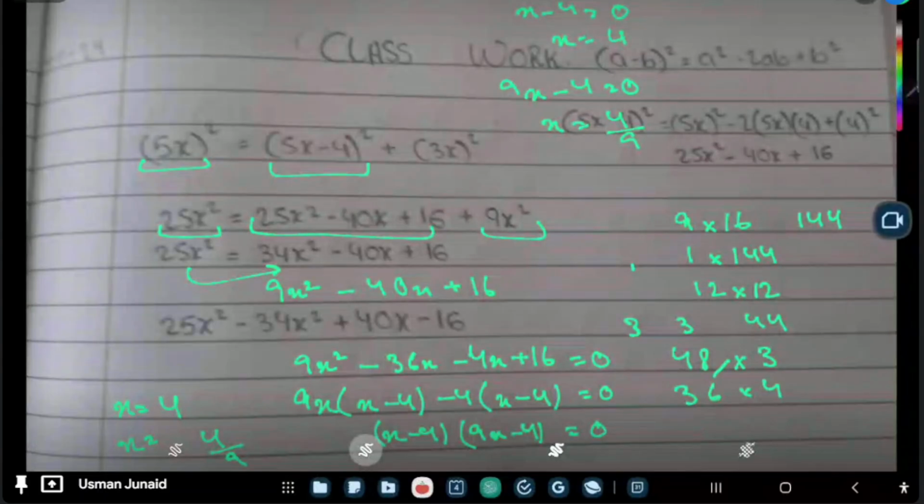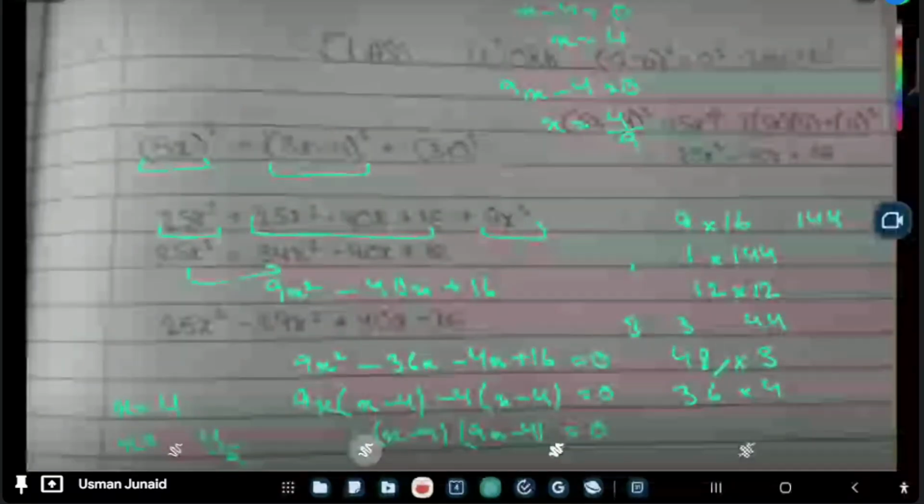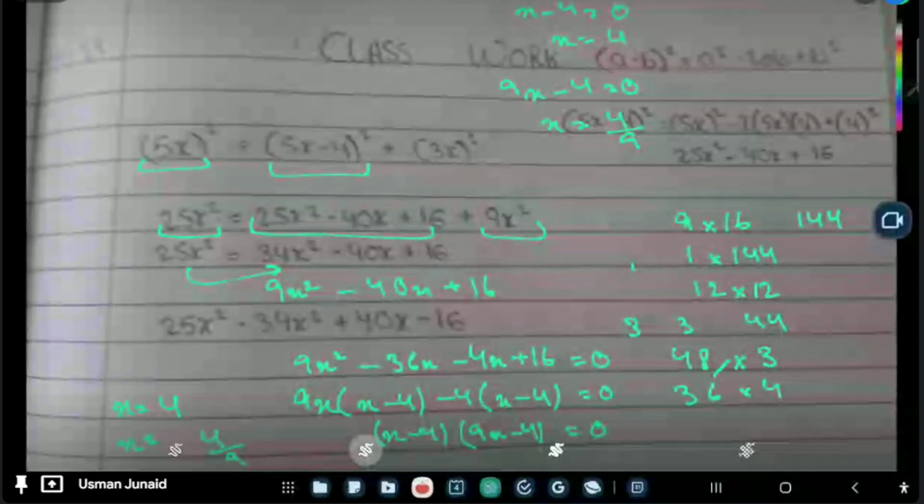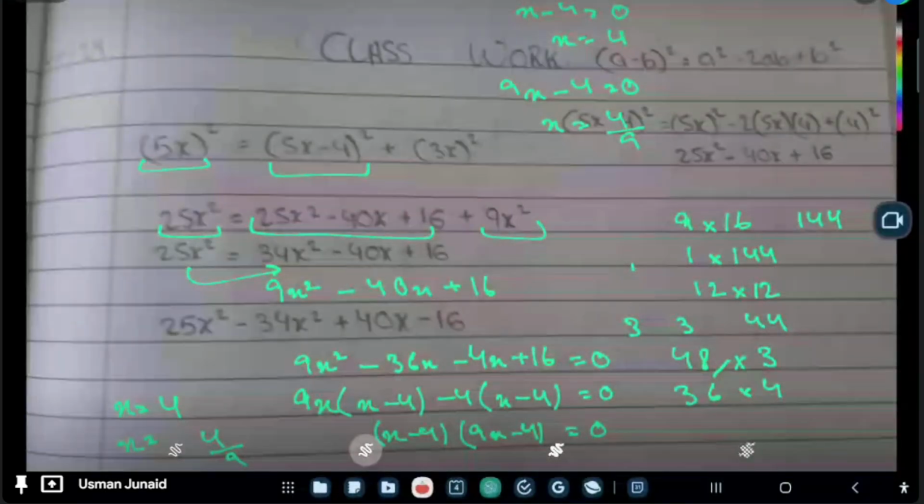Yes. ठीक है. So either x minus 4 is equal to 0 or 9x minus 4 is equal to 0. सही है. यहाँ तक बात समझ आ रही? Are you good till here? Right? So either x minus 4 is equal to 0 or 9x minus 4 is equal to 0. Yeah? Yep.